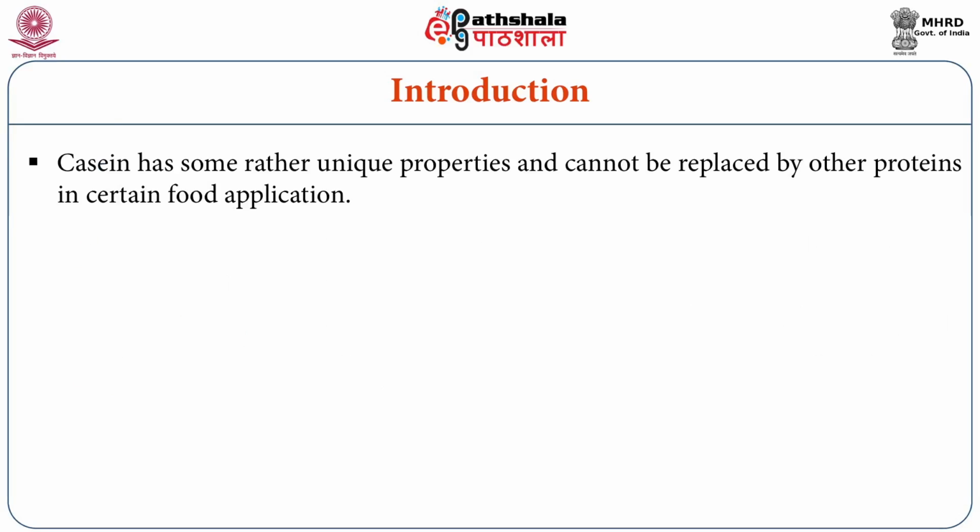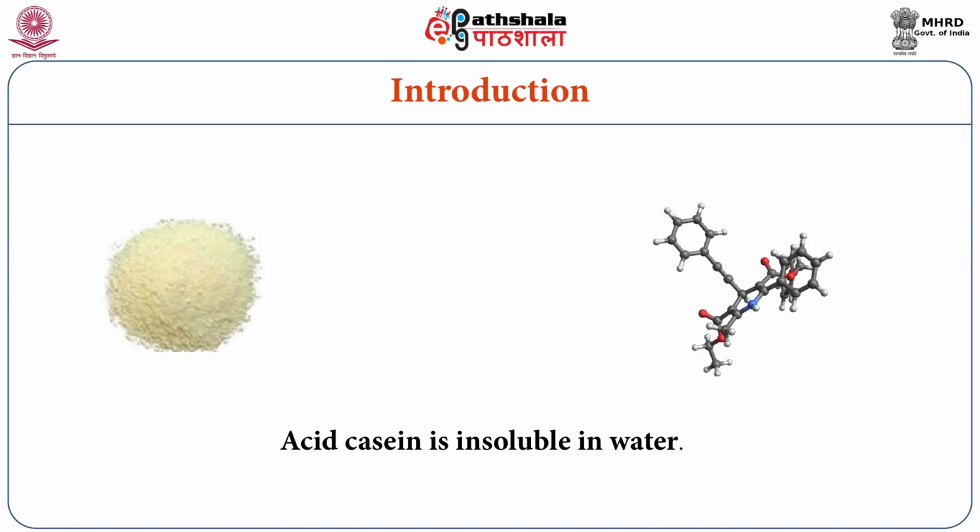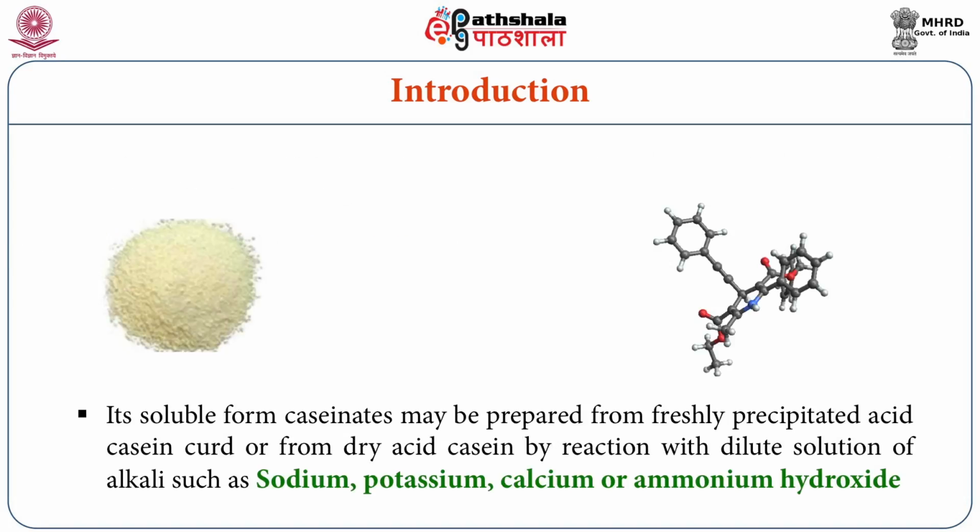Casein has some rather unique properties and cannot be replaced by other proteins in certain food applications. Edible casein and caseinates are long established dairy byproducts, finding use in many dairy and food products. Acid casein is insoluble in water. Its soluble form caseinates may be prepared from freshly precipitated acid casein curd or from dry acid casein by reaction with dilute solution of alkali such as sodium hydroxide, potassium hydroxide, calcium hydroxide or ammonium hydroxide.